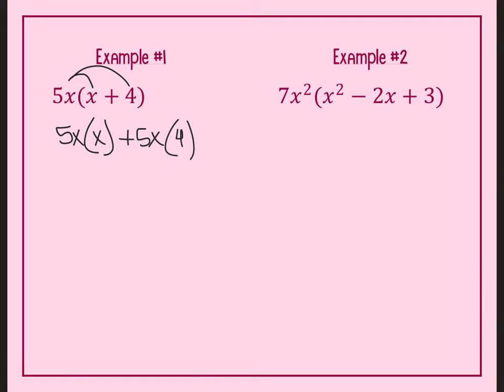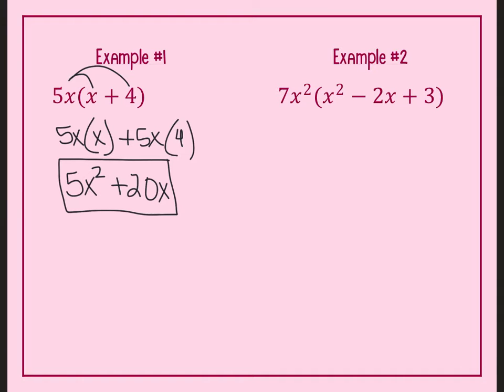So 5x times x would be 5x squared, because when you're multiplying variables, you add the exponent. So x to the first and x to the first becomes x squared. And then 5x times 4 becomes 20x. And this becomes your final answer. So again, this is how to use the distribution method with other polynomials.